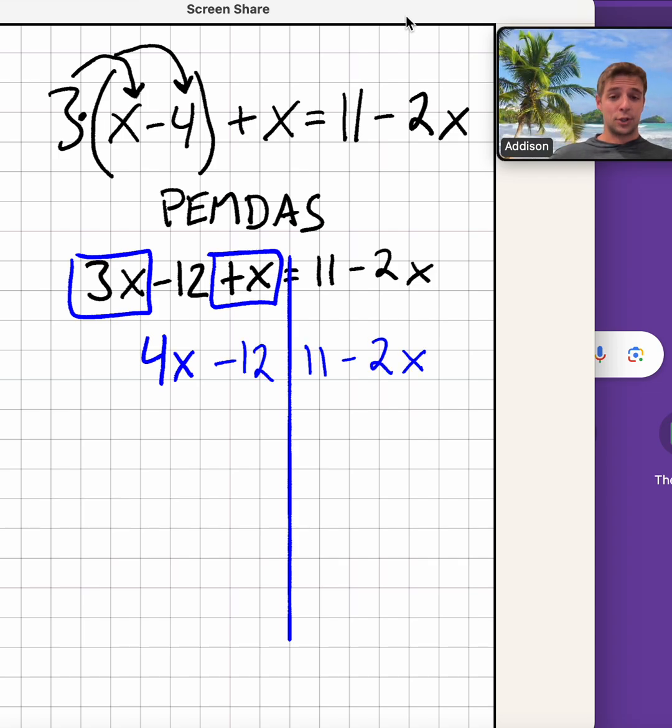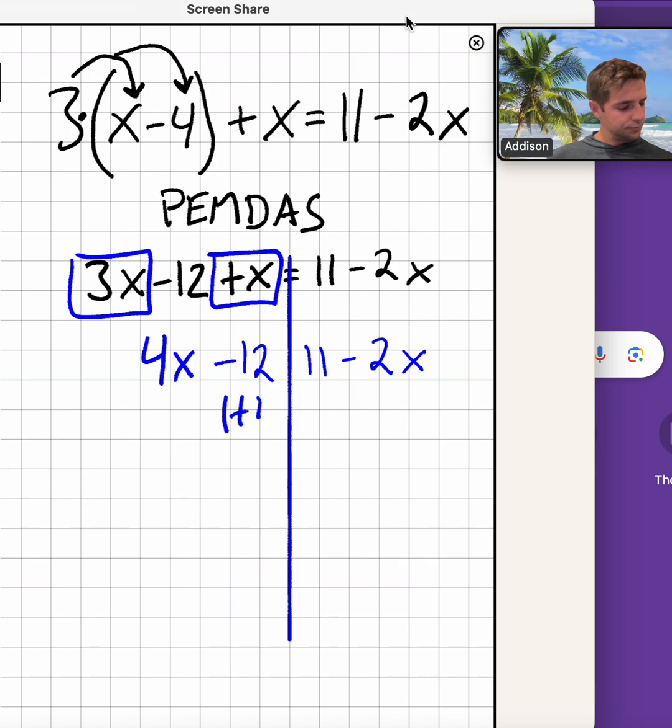Now I have some options on how I want to handle this. I'm going to go ahead. I would like to combine the numbers with the numbers. This is another principle of algebra. You want to combine the numbers with the numbers and the letters with the letters. Now I can't do that at the moment directly because they're on different sides of my equation. But what I can do is I can add 12 to both sides.